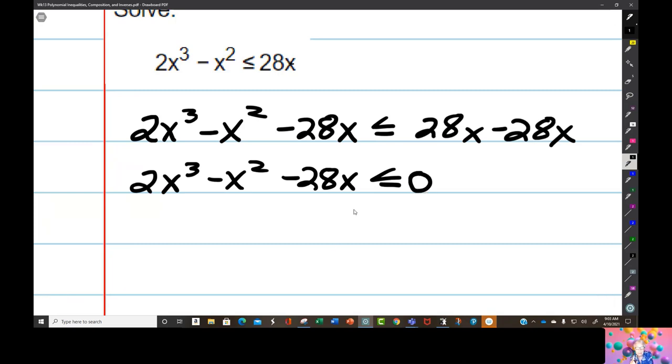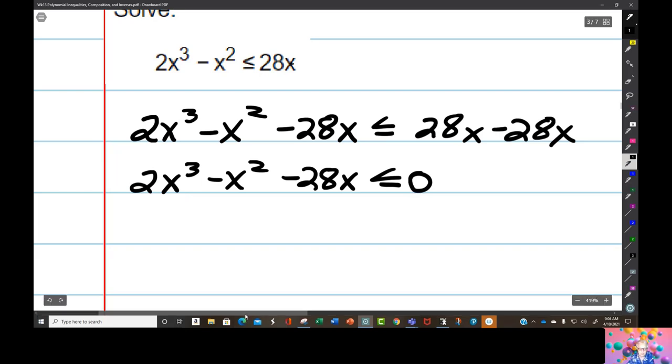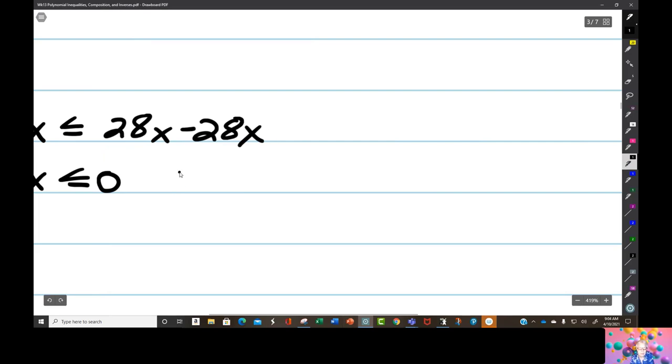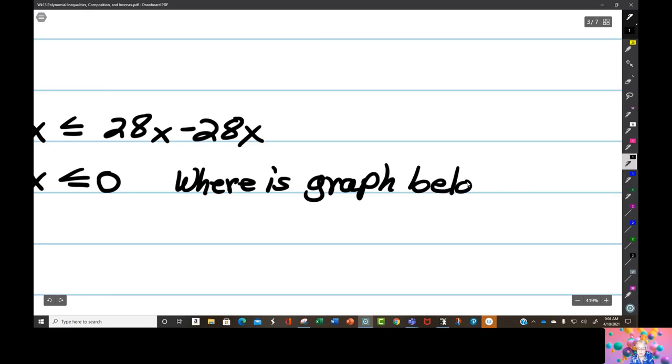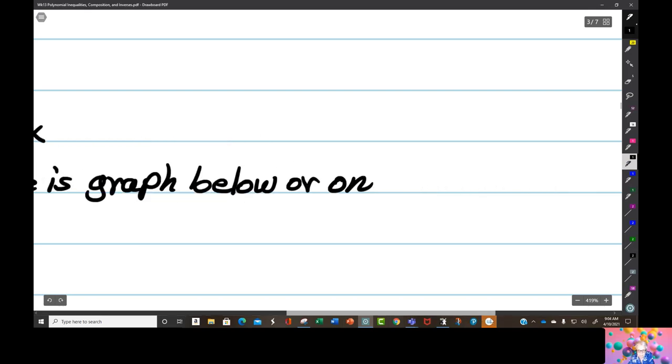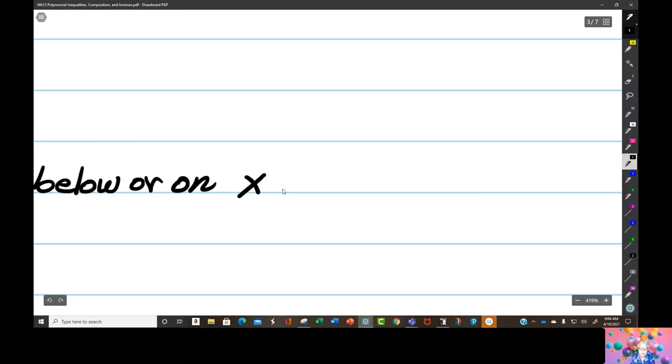Now let's see what this is asking before we do anything else. This is saying, where's the graph below or on the x-axis? I'm going to write that out. Where is the graph below or on the x-axis? Question mark.